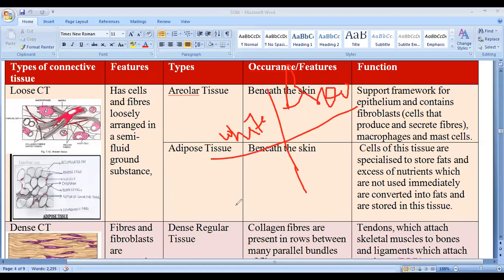Okay, so this is the adipose tissue and this is its function. Here you can see the figure. This is the areolar tissue, and here the adipose tissue. So this is the description of the types of loose connective tissue.